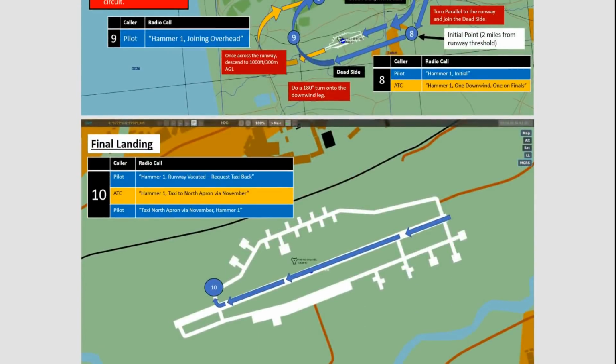And finally, we have the final landing. So you're going to come into land. You're going to get off the runway, and only after you're off the runway, you're just going to say, Hammer 1, runway vacated, request taxi back. And then you should get some taxi instructions from ATC.